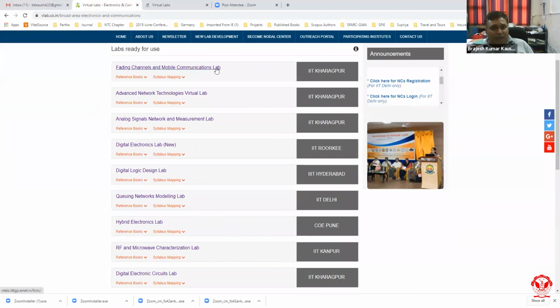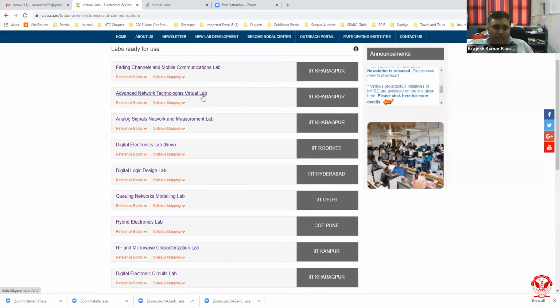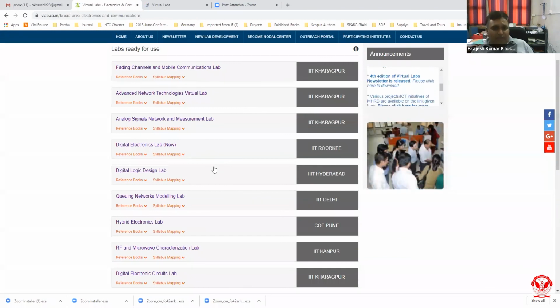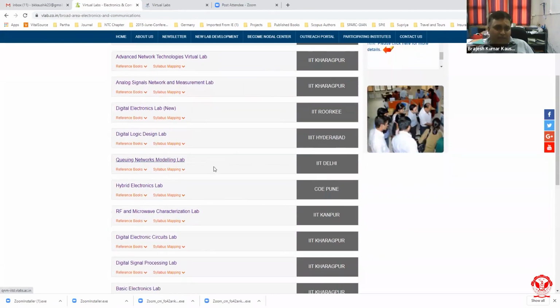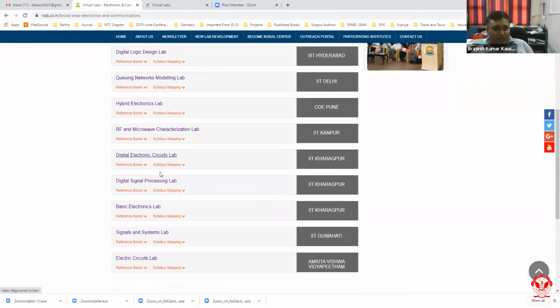So fading channels and mobile communication lab is there. Then you can have advanced network technologies virtual lab. You have analog signals network and measurement lab. Then you have your digital electronics lab, digital logic design lab, queuing networks modeling lab, hybrid electronics lab, RF and microwave characterization lab, which is really not easily available. Then you have your digital electronic circuit lab, DSP lab, which we will be looking into, digital signal processing, today.